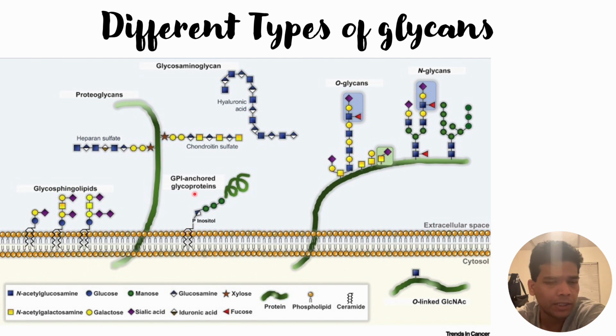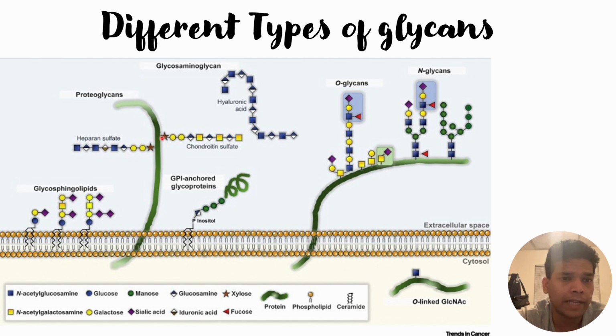And these are the GPI anchored glycoproteins. In this case, we can say that the glycans are attached to the cell surface membrane, or this lipid membrane, with the help of this GPI anchor that can be seen here, and these are attached through this phosphate bond.